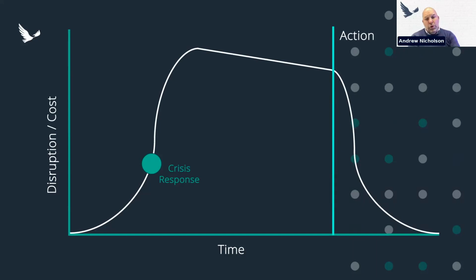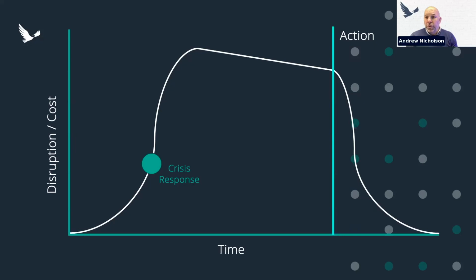If you look at this graph, we've got disruption or cost up the y-axis, and time along the bottom axis. And at the intersection of those axes, at the bottom left-hand corner, that is a disruptive event occurring. And the impact of that disruptive event increases very quickly to quite a significant level over that time frame.